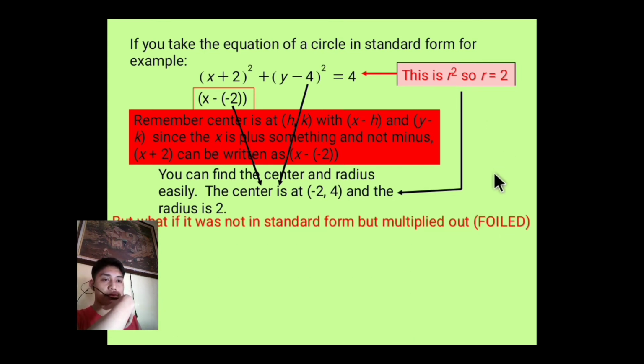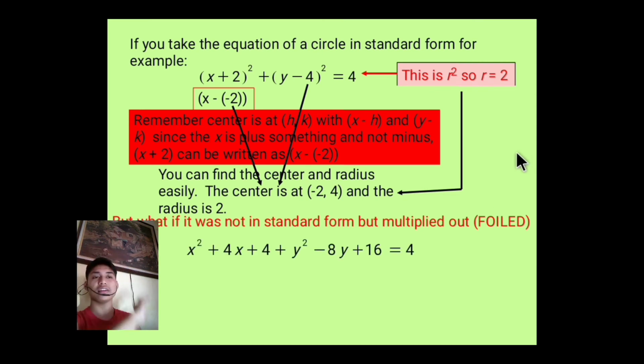But if it is not in standard form, but multiplied out or FOIL method. Halimbawa, di siya naka-standard form ng equation ng circle, nakaganyan siya. Parang nangyari dito, ini-square natin. So, paano natin siya isa-solve na nakaganito siya? Ayan, yan yung itsura niya ngayon.